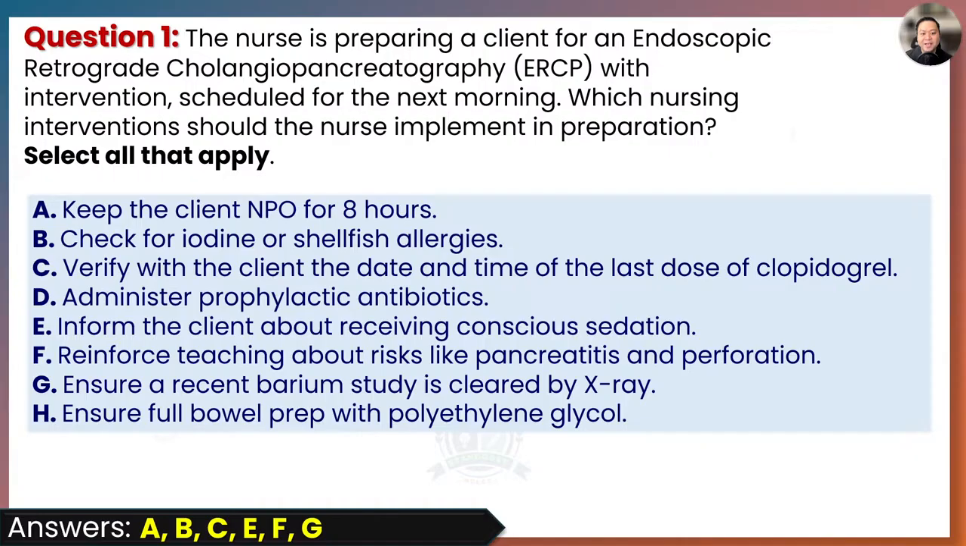Of course, letter A is one of those. You've got to keep the patient NPO, which will prevent aspiration during sedation, and it will also ensure the stomach is empty for the procedure, which involves endoscopic insertion. And this is a standard requirement for ERCP. And the question mentions scheduled for the next morning, so the NPO status should be established the night before.